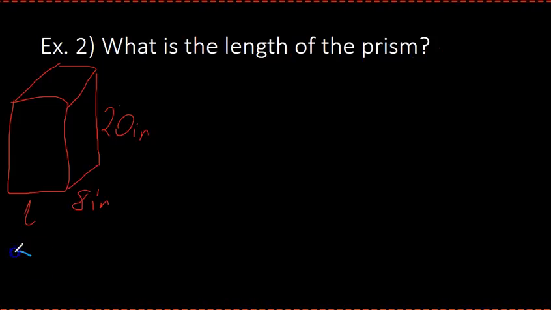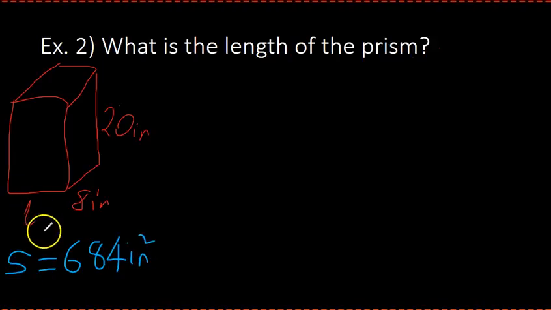They gave us the surface area. The surface area of this prism is 684 square inches. So this is the surface area. They ask us to find the length. First of all, we have to start by using our map, which is the formula. We have one long formula for finding the surface area of a prism. So let's write that down.